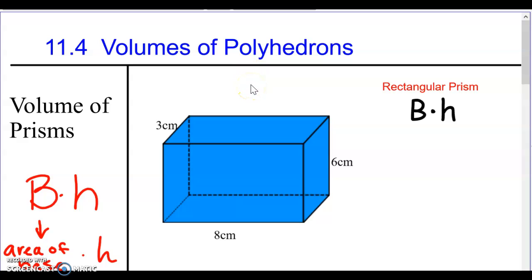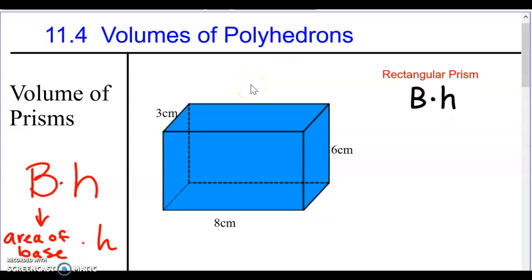Hello, geometry students. Today we're going to start learning how to find the volume of our polyhedrons. Volume is how much you could put in something. So how much water would you put in your pool? That would be a volume. How much air would fit inside of a balloon? That would be volume.